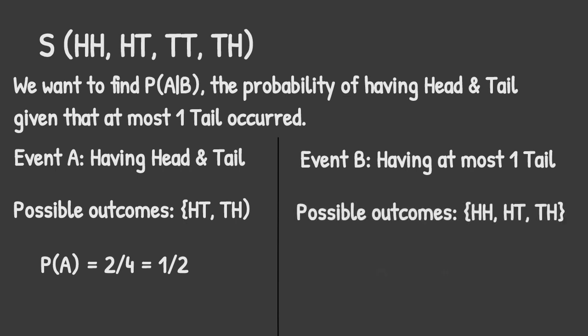Now, the second event, having at most one tail. This means everything that is going to be covered in the possible outcome should be at most one tail. It shouldn't be more than one tail. And if it's going to be at most one tail, then the possible outcomes would be head head, head tail, and tail head. That leaves us with 3 outcomes. So our probability for B, which is having at most one tail, would be equal to 3/4.